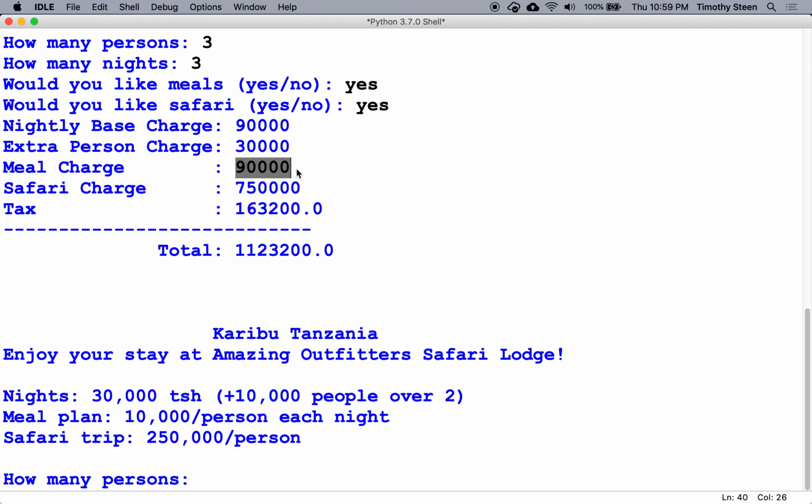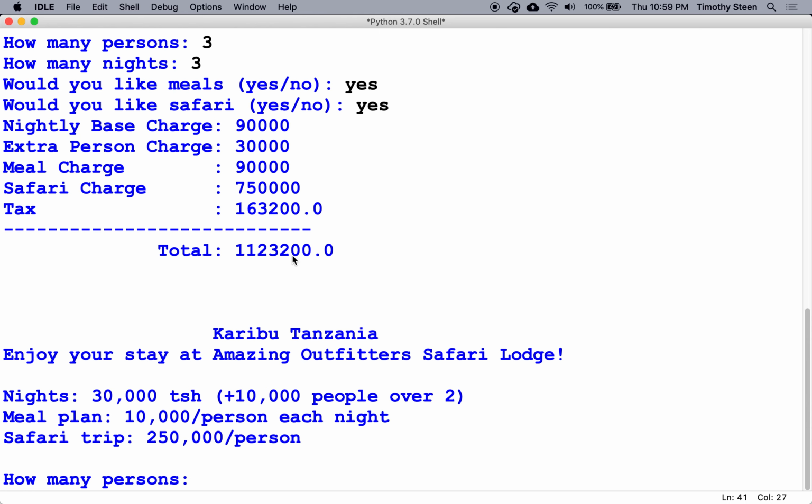90,000 for our meals when we said yes to meals. Why is it 90,000? Because meals cost 10,000 per person each night. So 3 meals a day is 30,000, 3 days is 90,000. Safari, if they say yes to this, is 250,000 per person, so it's 750,000. And then the tax is 17% of all of these things.